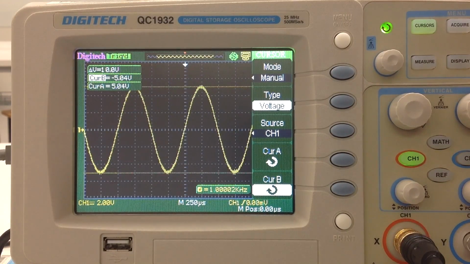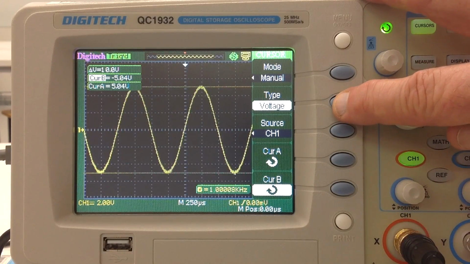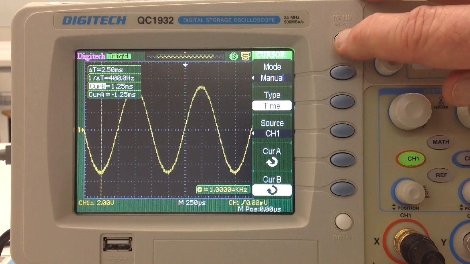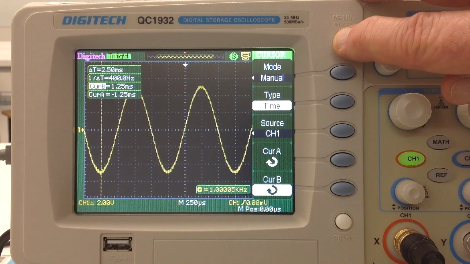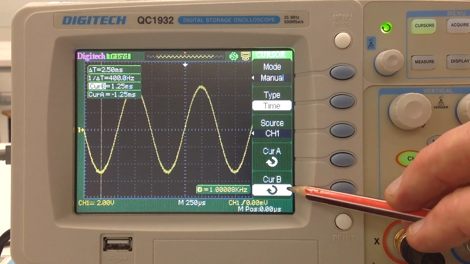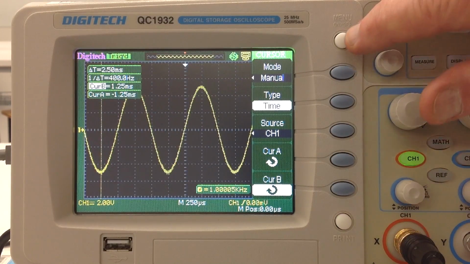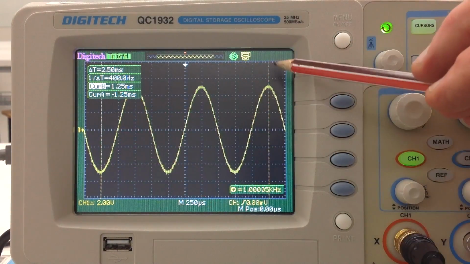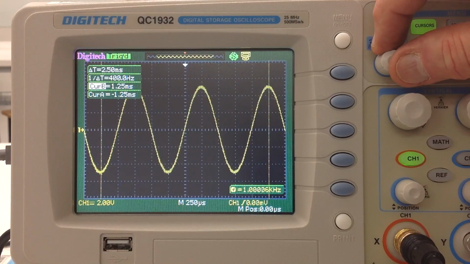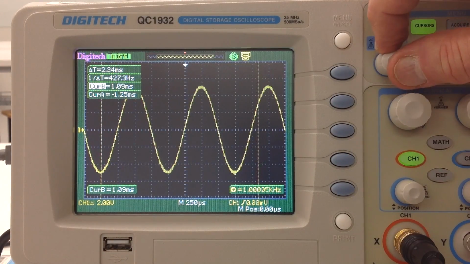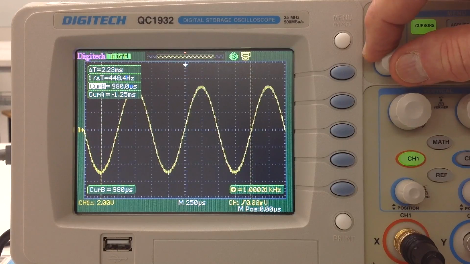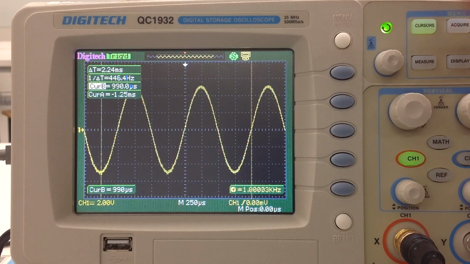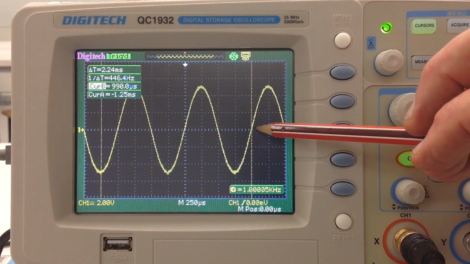Let's now swap to the time cursors. So instead of voltage, I'll select time. It may help to hide the menu at this point, but just remembering we're currently selecting cursor B. So I'll hide the menu, and I can see two cursor lines. There's one down there and one down there. Now cursor B is active, so if I move that, I move the second cursor, and I'll move it to where I see it crossing the axis there. I think it crosses the axis at about that point there.